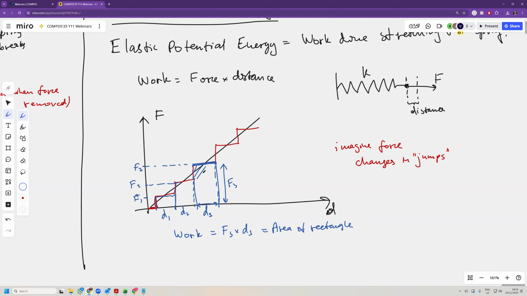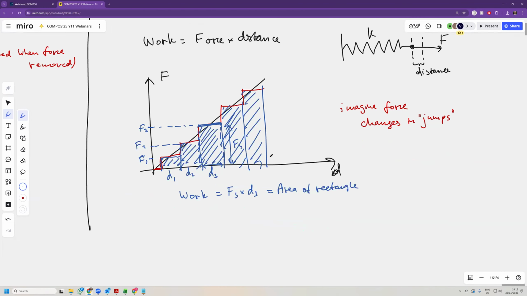Interesting. So the work done here is equal to that area. And the work done here is equal to that area and that area. So what I'm trying to say is the work done is approximately the total area of rectangles.